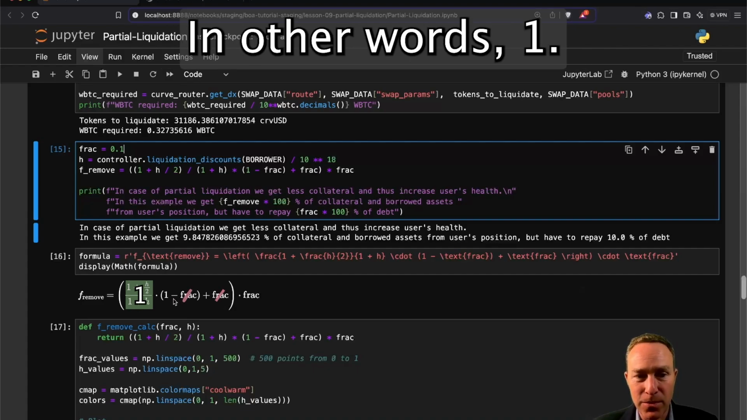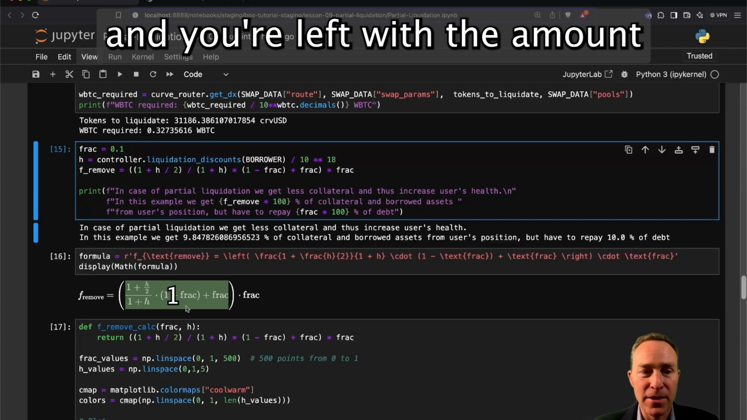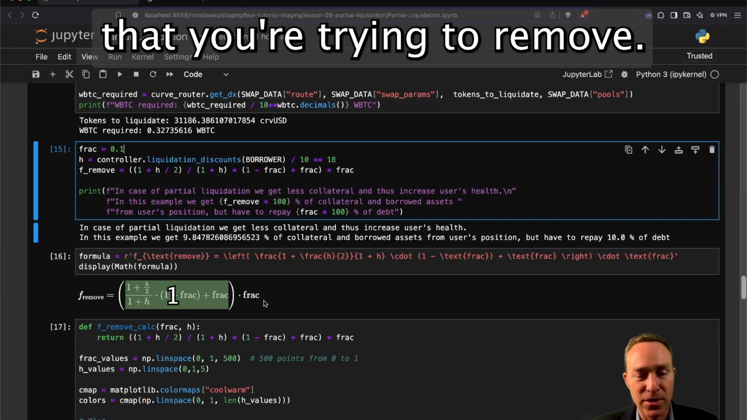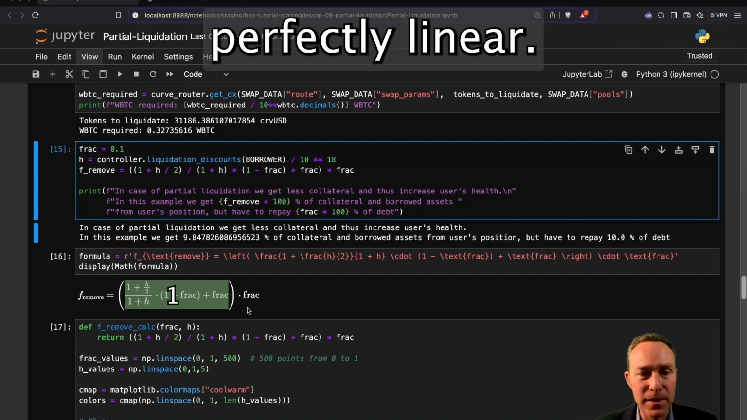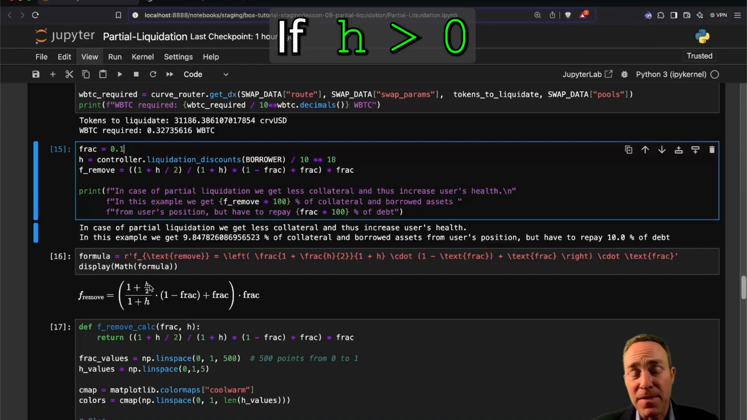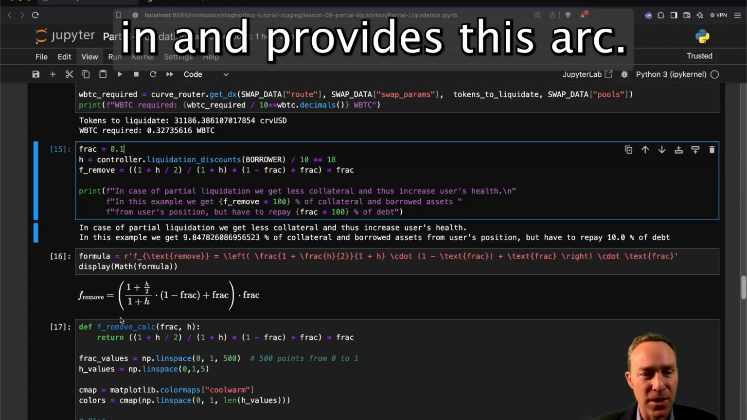In other words, 1. So this whole parentheses just cancels down to 1, and you're left with the amount that you're removing is exactly equal to the fraction that you're trying to remove. In other words, it's perfectly linear. You're trying to remove 10%, you get it exactly. If h is any number, then this term kicks in and provides this arc.